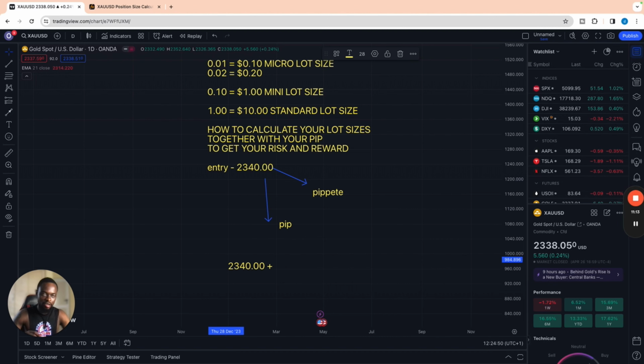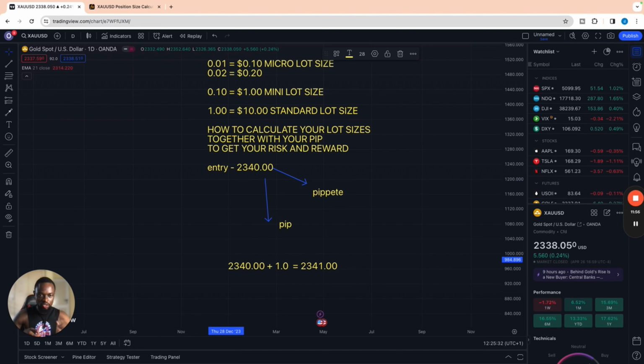So let's say you want to take a 10 pip profit, right? So you go 1.0. So now 2340.0 plus 1.0 is going to give you 2341. You see, it's going to give you what? 2341, which means it went up by just 10 pips. Remember, there's still a 00 here.